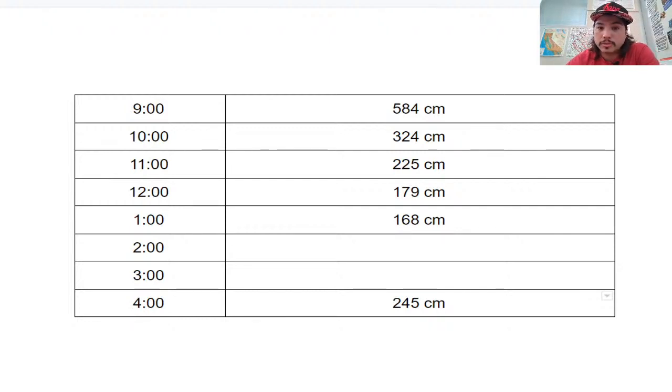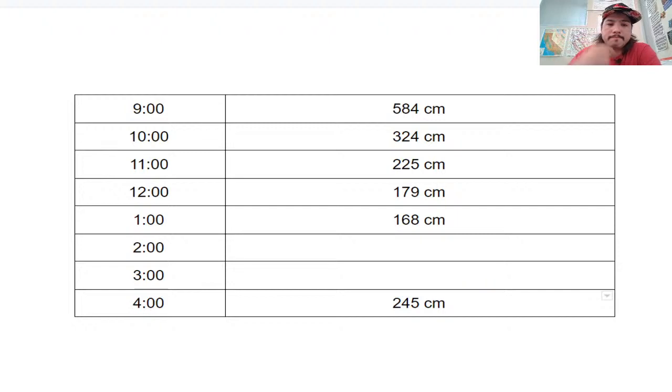And then we see here, 10 o'clock, it goes down to 324 centimeters. 11 o'clock goes to 225. 12 o'clock goes down to 179. 1 o'clock goes all the way down to 168. Now, I had this thought. I was like, well, I'm noticing it's getting smaller as we go throughout the day. So does it just keep getting shorter and shorter and shorter until it disappears at sunset?